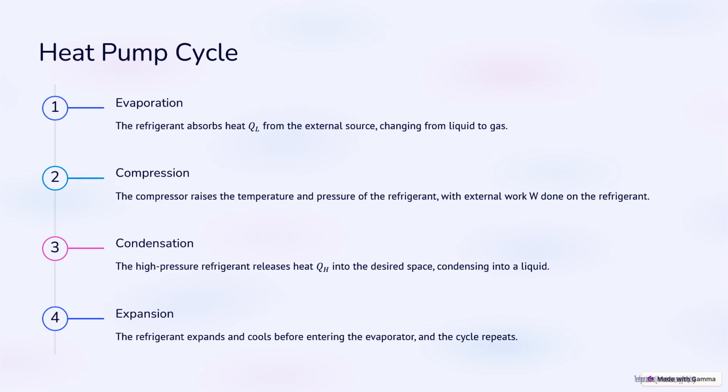Heat pump cycle. 1. Evaporation. The refrigerant absorbs heat from the external source, changing from liquid to gas. 2. Compression. The compressor raises the temperature and the pressure of the refrigerant with external work done on the refrigerant. 3. Condensation. The higher pressure refrigerant releases heat into the desired space, condensing into a liquid. 4. Expansion. The refrigerant expands and cools before entering the evaporator. The cycle repeats.